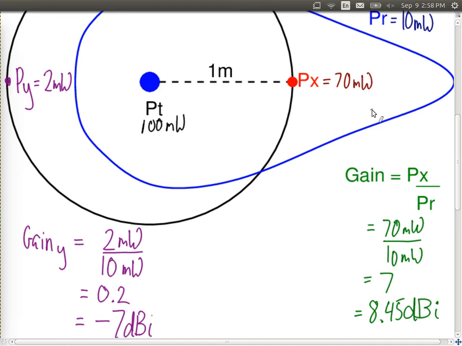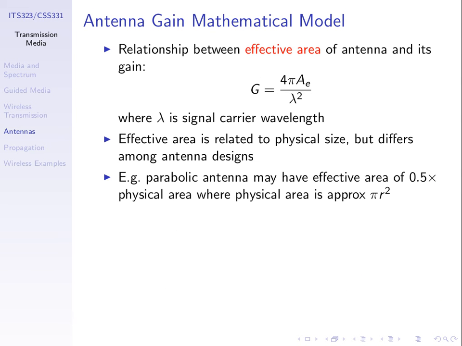A designer of the antenna wants to be able to design one and predict what the gain would be, especially in different directions. So this approach is not practical to find the gain when someone designs an antenna, because it involves it being built and compared to an isotropic antenna. It turns out there is a mathematical relationship between the gain and the effective area of an antenna, and that's given by this equation. We'll explain effective area in a moment, but it's related to the physical area of the antenna.